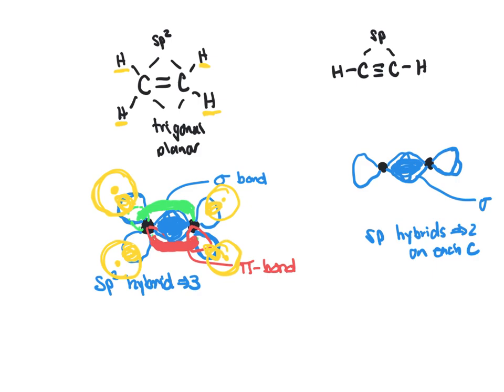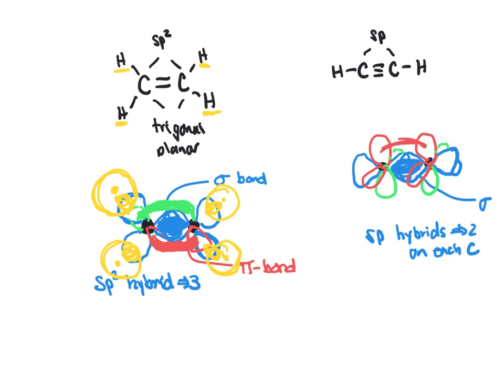So I have a p orbital on this carbon that goes up and down, and I have a p orbital on this carbon that goes up and down, and then I have a p orbital on this carbon that goes in front of and behind, and I have a p orbital on this carbon that goes in front of and behind. And so just like I could overlap the leftover p orbitals on the 2 carbons that were double bonded, now I have 2 possible overlaps.